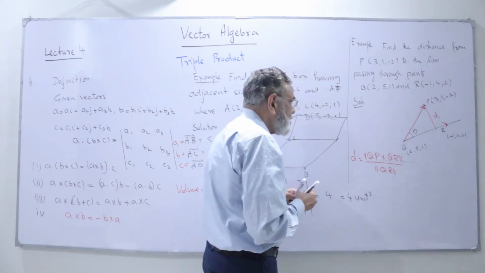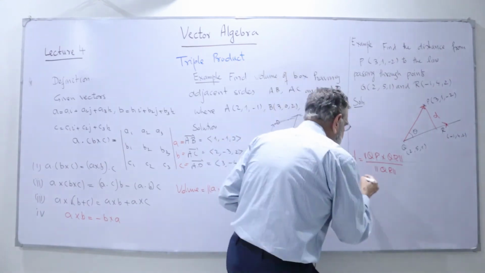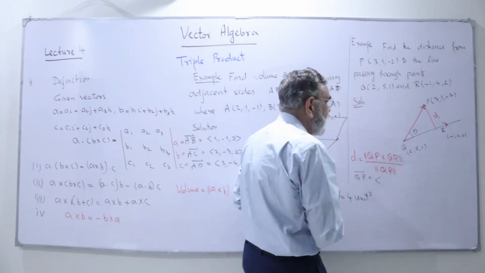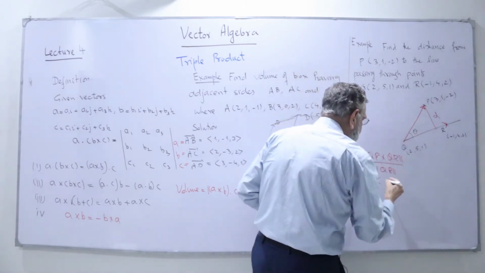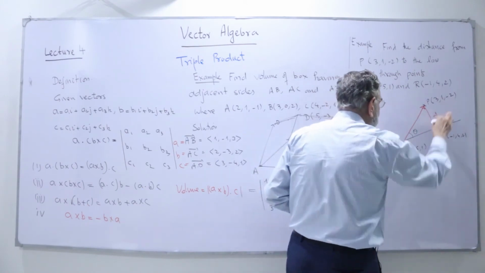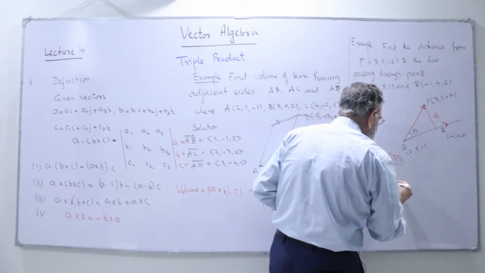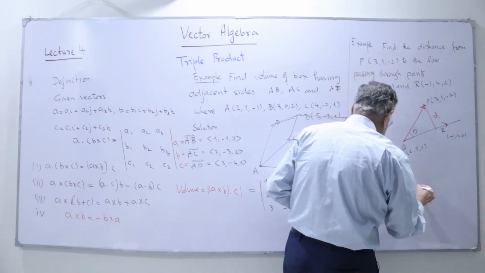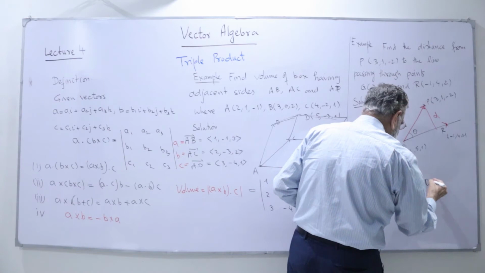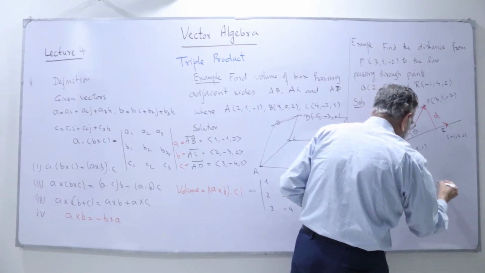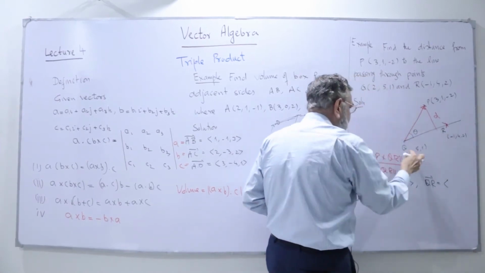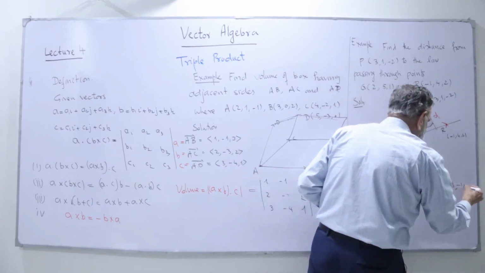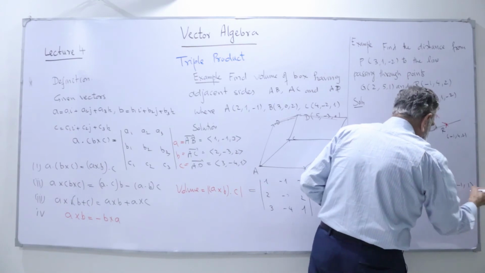So I solve it. We have the vector QP, which is P minus Q. Here 3 minus 2 is 1, then 1 minus 5 is minus 4, and then minus 2 minus 1 is minus 3. And then I have the vector QR, which is R minus Q. This is minus 1 minus 2 is minus 3, then 4 minus 5 is minus 1, and 2 minus 1 is 1. So I get this vector.